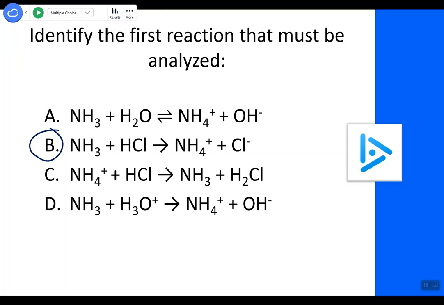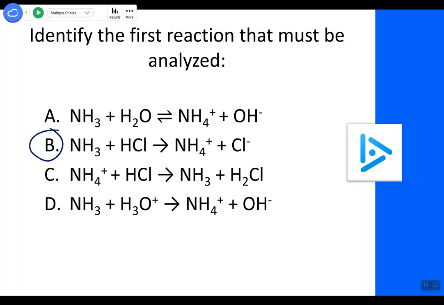When we're analyzing systems that will set up an equilibrium, the first step is to do the direct reaction. The direct reaction to make the buffer, the direct reaction to dilute something, direct reaction for anything, and then step 2 is to set up that equilibrium. If you try to set up the equilibrium first, it's not going to work. So step 1 is always that direct reaction.